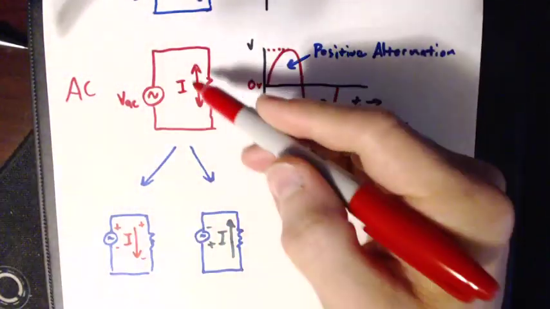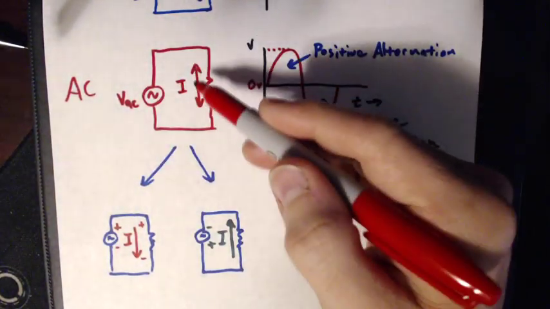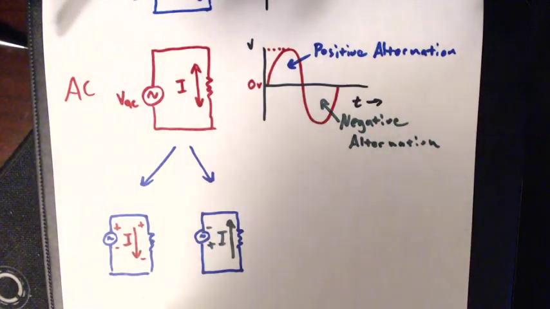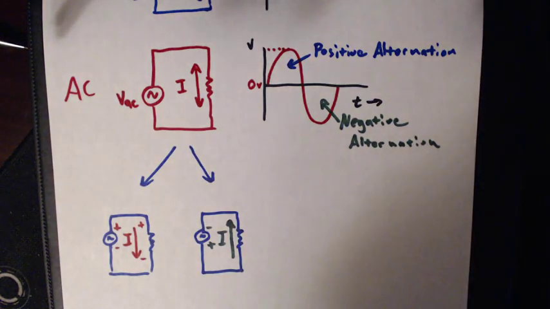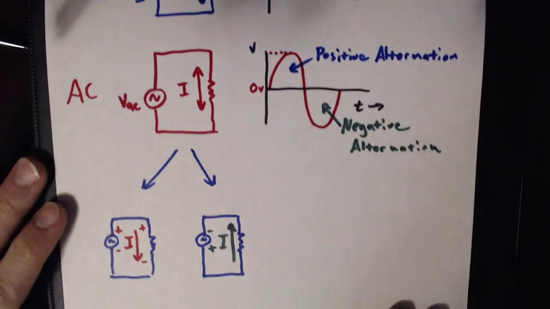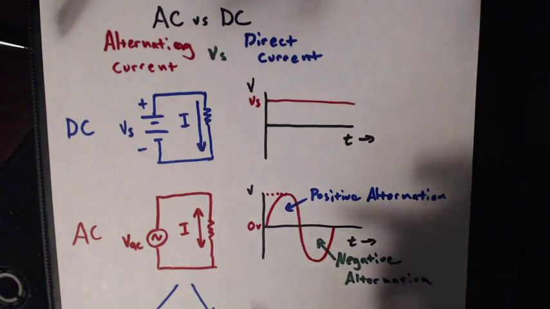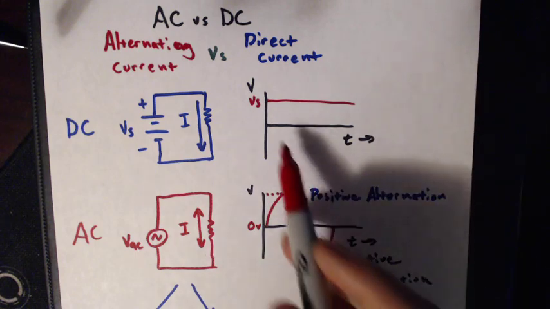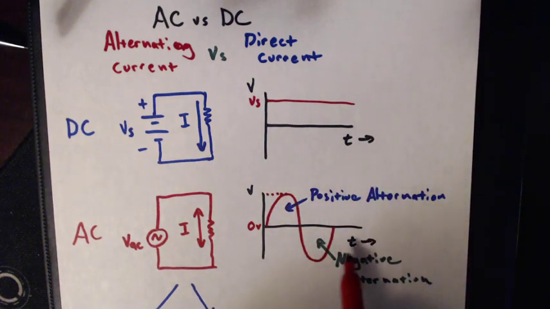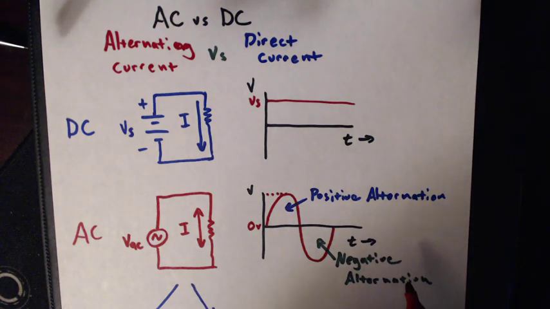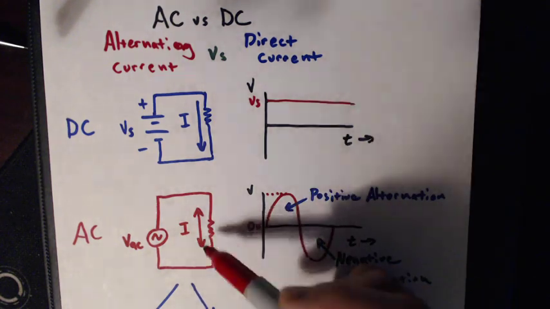So I'll show that as an arrow with two heads over there. So we have current going in both directions. That's actually where we get this name, alternating current. Even though on the graph I plotted voltage, voltage and current are directly proportional to each other.